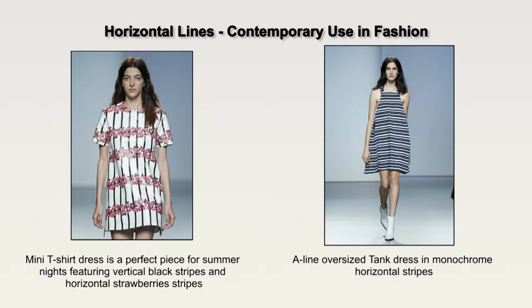The picture on the right shows an A-line silhouette, which is an oversized tank dress in a monochromatic horizontal stripe. We will learn in detail about silhouettes in the coming modules. But just note for now that this is an A-line silhouette.